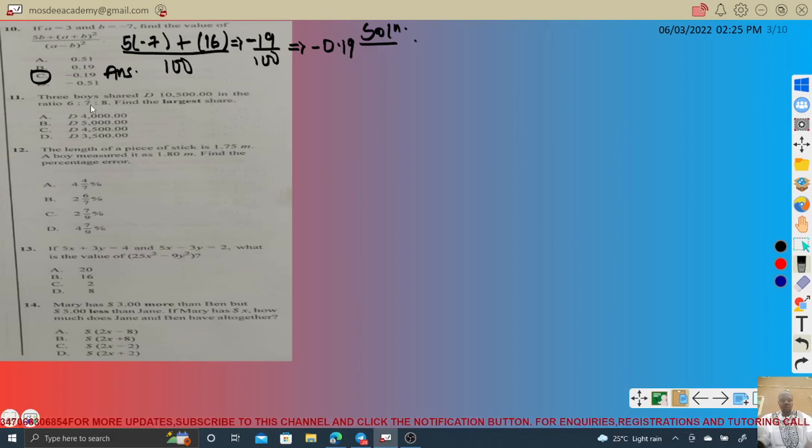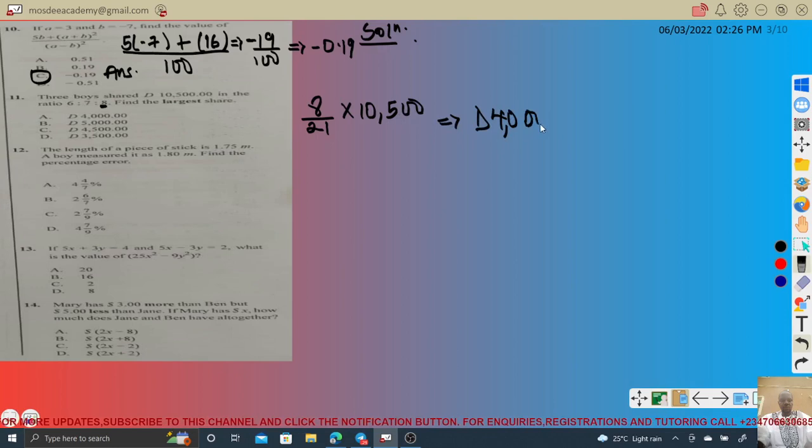So the next one. The next is: 3 boys shared, I don't know this currency, maybe it's Dalasi or Dirham, whatever, 10,500 D. It's a sum of money, in the ratio of 6:7:8. We have to find the largest share. The largest share is the largest proportion. You've learned that. Total ratio is 6 plus 7 plus 8, which is 21. So the largest share will be 8/21 multiplied by 10,500. On simplification, this is divisible. Use your calculator. This should give you 4,000 D. So that's the answer, and I hope everybody will get this too.